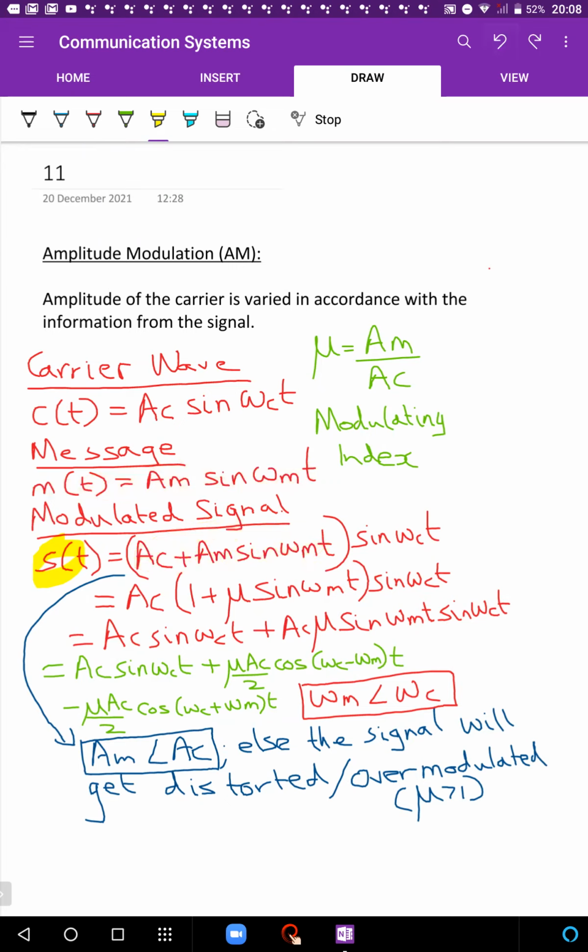Now we're just going to simplify this equation. What I'm going to do is take A_C outside. So if I take A_C outside, I will have 1 plus A_M by A_C over here, and A_M by A_C is represented by the symbol mu and is called the modulating index. So this equation becomes A_C into (1 plus mu sin omega_m t) into sin omega_C t. If I open the brackets, I get A_C sin omega_C t plus A_C mu sin omega_m t sin omega_C t.